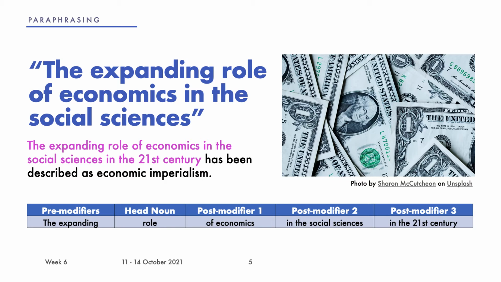Here is the first example, perhaps from a student's essay. So the full sentence contains a very long or complex noun group, which is: the expanding role of economics in the social sciences in the 21st century has been described as economic imperialism. The first thing that I do would be to identify the complex noun group that appears before the main verb, which has been described, and we break it down into parts of the noun group.